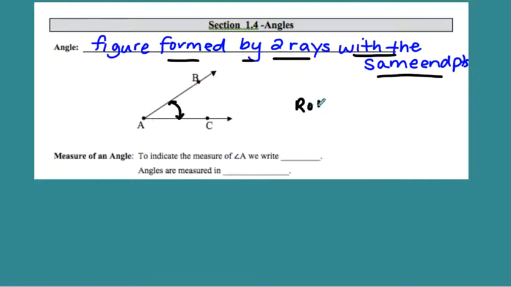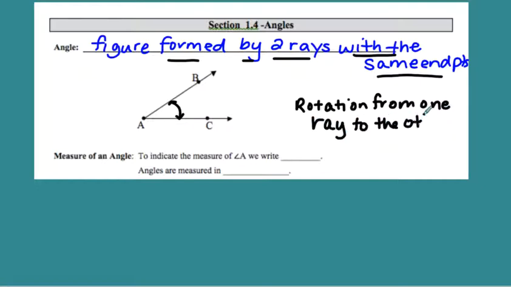So it's the rotation from one ray to the other. And that's different. It's not like a length, it's a rotation. We also said that angles are measured between 0 and 180 degrees. So we're going to be talking about 0 degrees to 180 degrees.